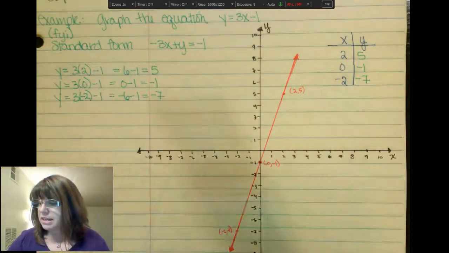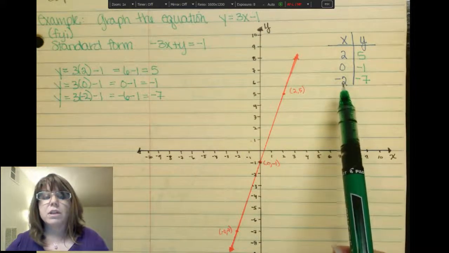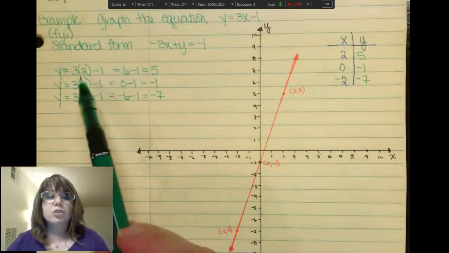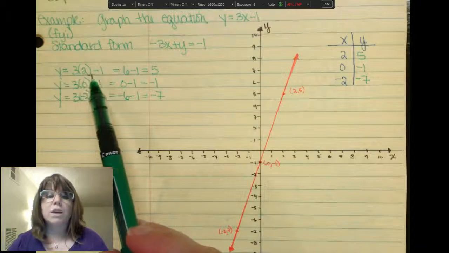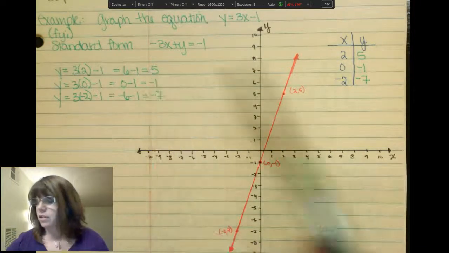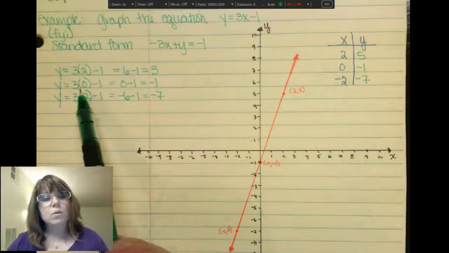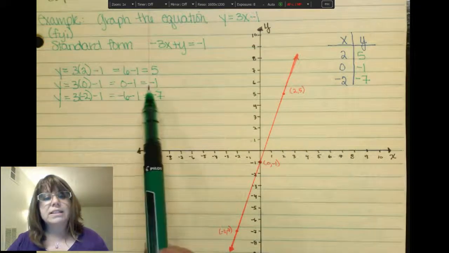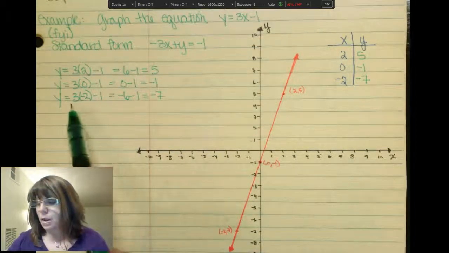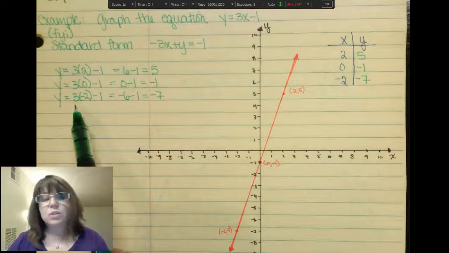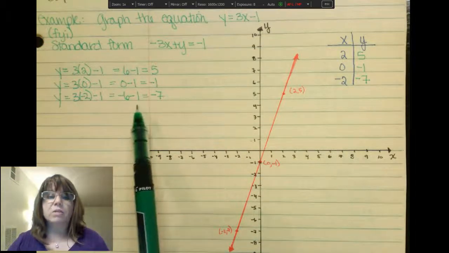So the x values I'm going to choose are 2, 0, and negative 2. So by plugging in 2 wherever I see an x, y equals 3 times 2 minus 1. That will give me a 5. So when x is 2, y is 5. When x is 0, 0 minus 1 is negative 1. So y will be negative 1. When x is negative 2, 3 times negative 2 minus 1 is negative 6 minus 1, which is negative 7.